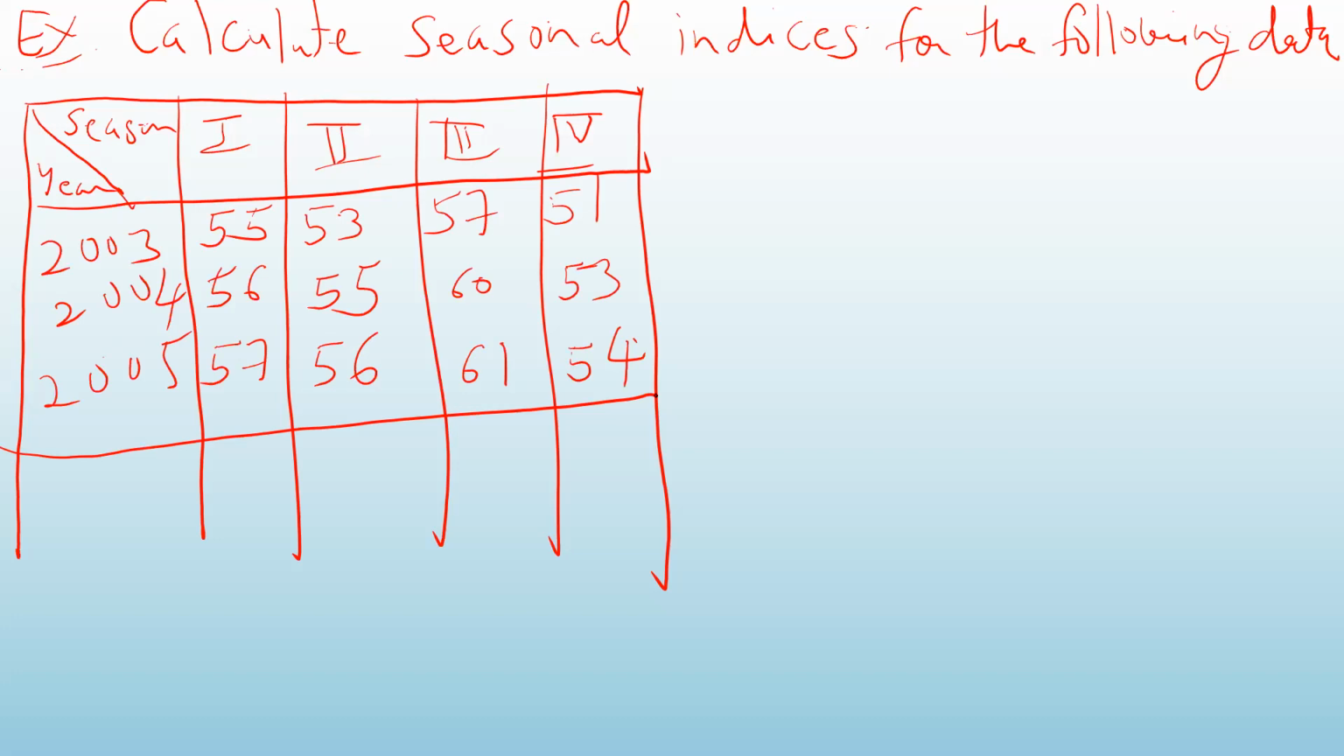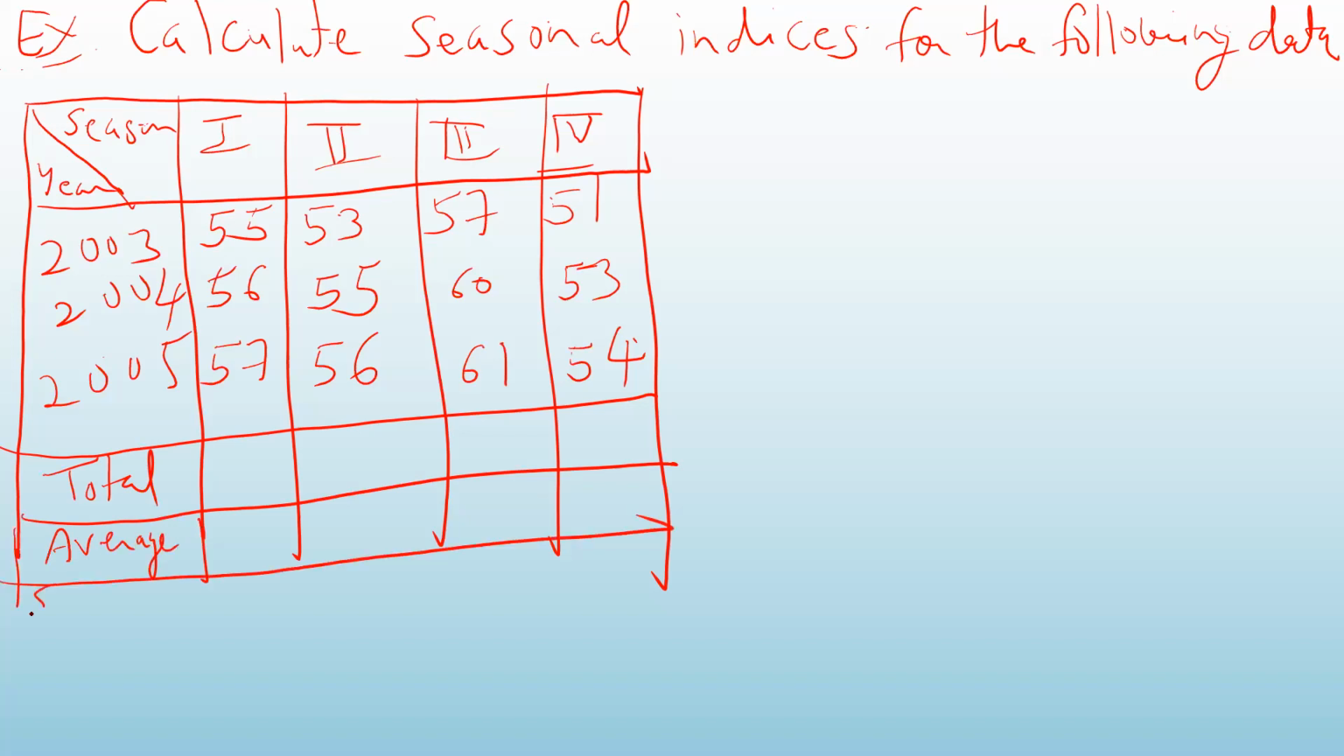So to find out the seasonal index, first you have to prepare a row for total. So you will take the total of each row. Then you will take the average of each season and then the seasonal index.